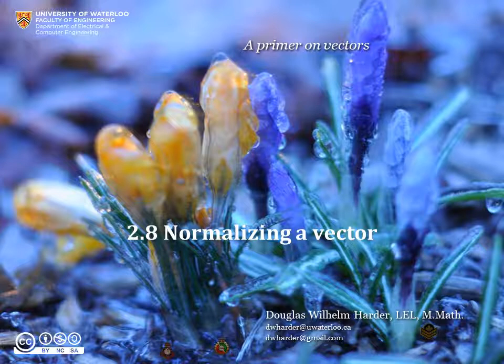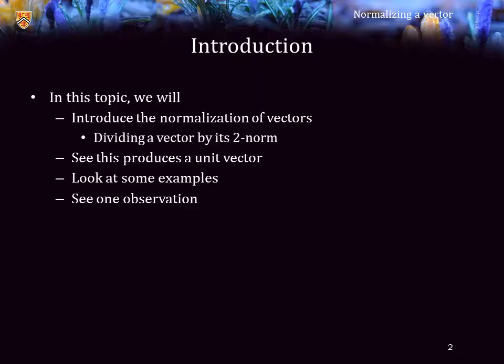we are going to discuss the normalizing of a two-dimensional vector. So in this topic we will introduce the concept of normalizing a vector, that is, dividing a vector by its two norm. We will see that this produces a unit vector. We'll look at some examples and see an observation.